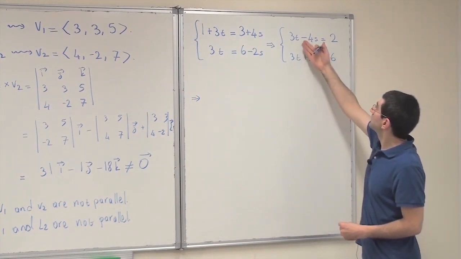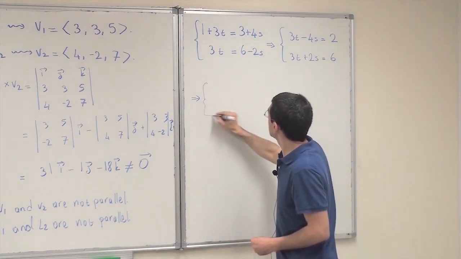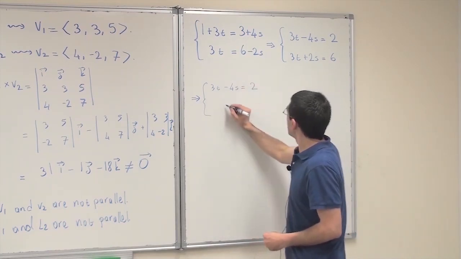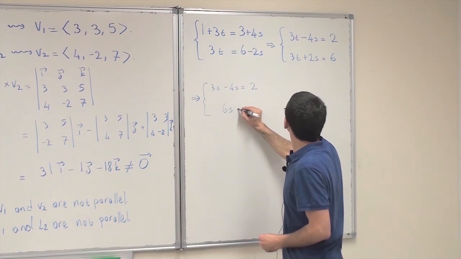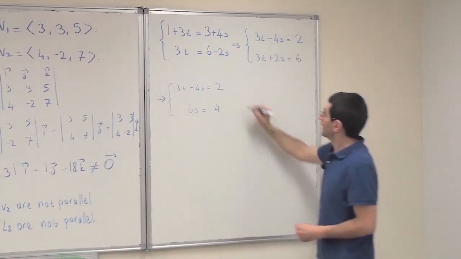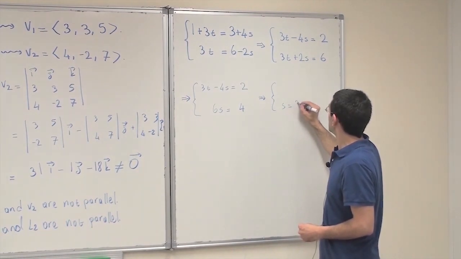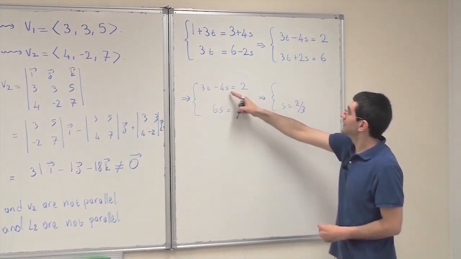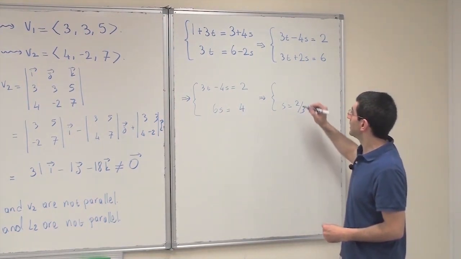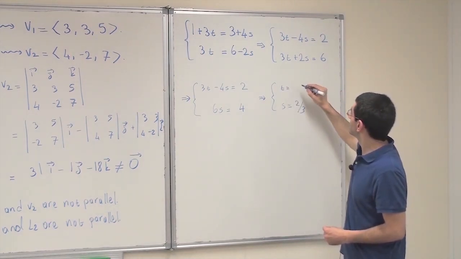As you see, if I subtract the first equation from the second equation, I'm going to have 3t minus 4s is equal to 2, and 6s is equal to 4. And from this, I find that s is equal to 2 over 3. And using the first equation, we are going to find the value of t.